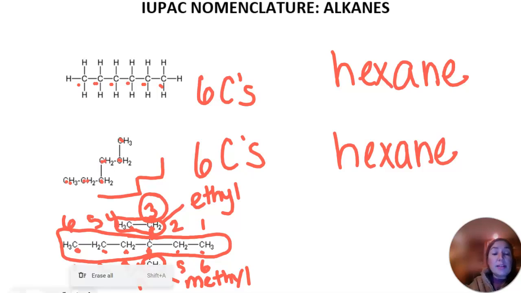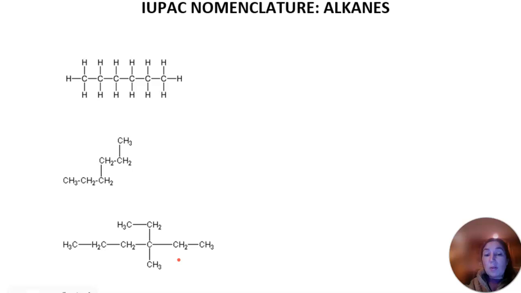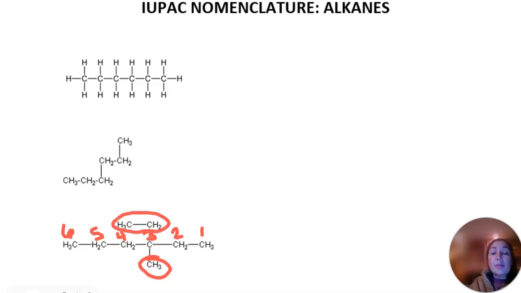So it's getting a little messy. Maybe just to clarify, we'll clean this up. We'll go 1, 2, 3, 4, 5, 6. So there's our parent chain. Here's a methyl down here on the 3. Here's a methyl going up from the 3, or ethyl rather. So ethyl up from the 3, methyl down from the 3.